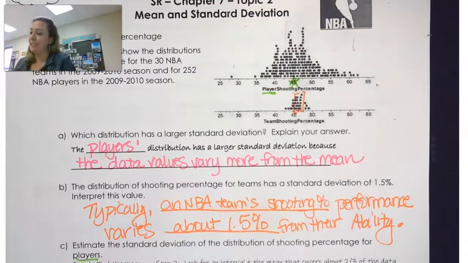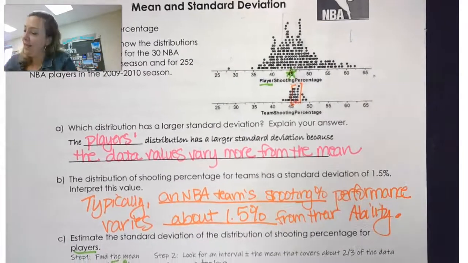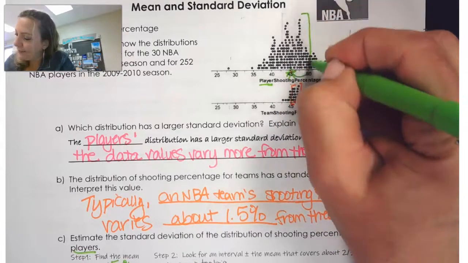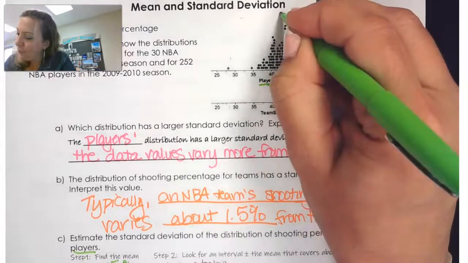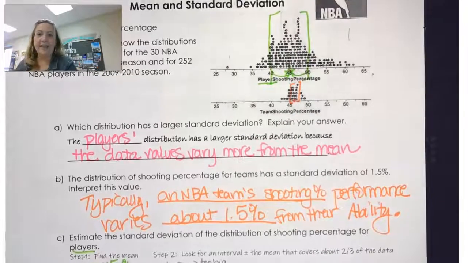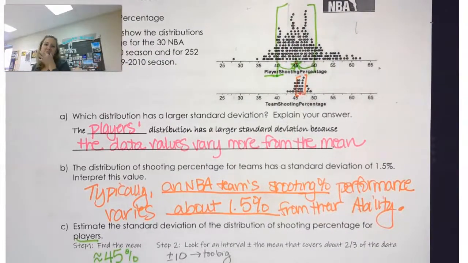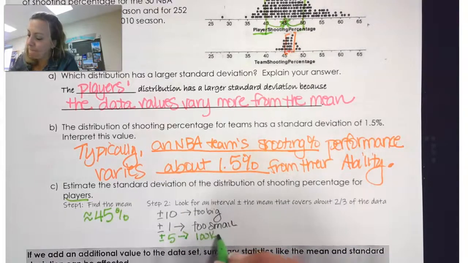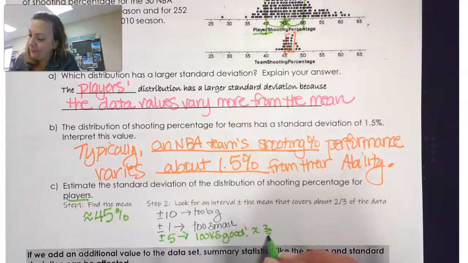And sometimes people say maybe about 5%. If I went 5% above, that would bring me to 50. 5% below would bring me to 40. That looks a little more like 2/3 of the data. Maybe it's like 75%, so maybe you'd want to go plus or minus 4 instead. But what I see is that plus or minus 5 looks pretty good. It looks like it's about 2/3 of the data.